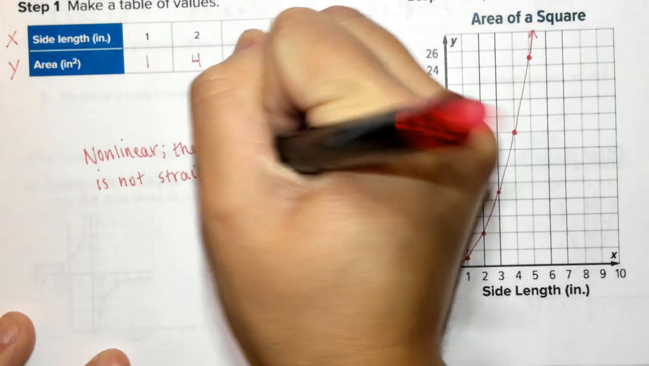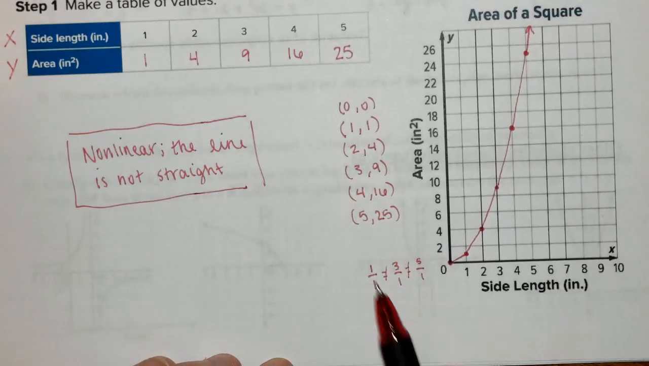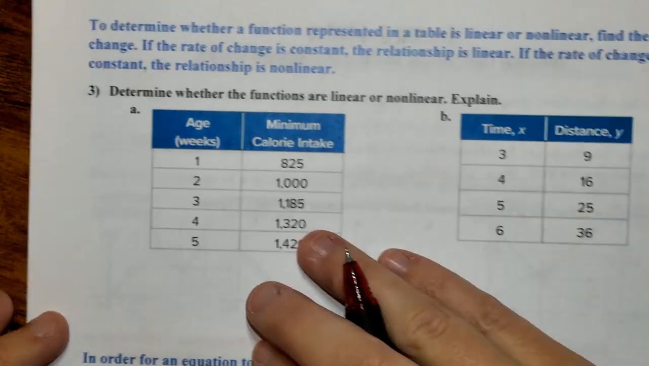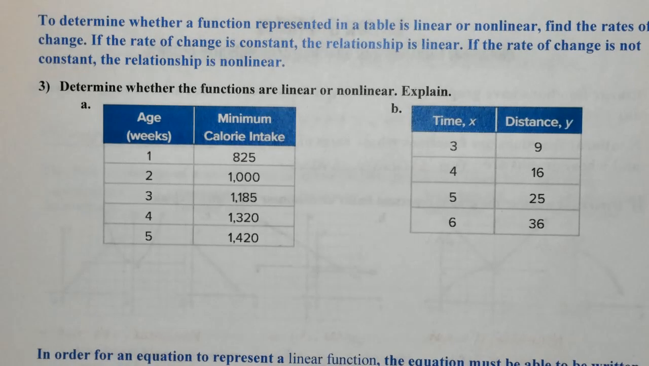But if we're not looking at a graph, we have to be able to know that the reason it would be a nonlinear function is if the slope is not constant, or if the slope is not the same. Which I think we're looking at graphs next. Okay, number 3. It says, to determine whether a function represented in a table is linear or nonlinear, find the rates of change. If the rate of change is constant, the relationship is linear. If the rate of change is not constant, the relationship is nonlinear. Fairly straightforward.